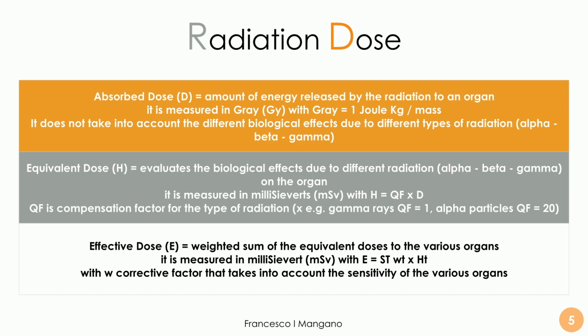In the early 2000s, when I was at the University of Varese with Professor Aldo Macchi, we started to consider these concepts. When we talk about radiation dose, we need to consider 3 different things: the absorbed dose, the equivalent dose, but most of all, the effective dose. The effective dose, measured in milli or microsievert, is the weighted sum of the equivalent doses to the various organs. There's a corrective factor that takes into account the sensitivity of the various organs. And usually, we use this parameter to understand the radiation dose coming from a CBCT scan.